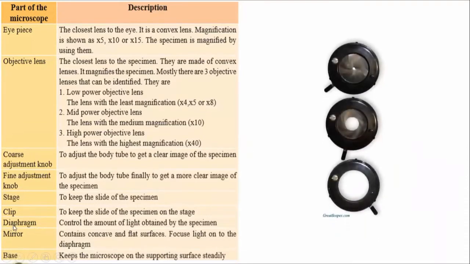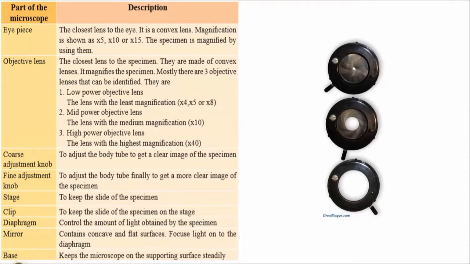The next one is diaphragm. It controls the amount of light obtained by the specimen. All right, so here is a picture of three different types of diaphragms. Okay, so as you can see, a diaphragm is used to control the amount of light obtained by the specimen. A diaphragm is just below the stage. You can clearly see it because it's below the stage.